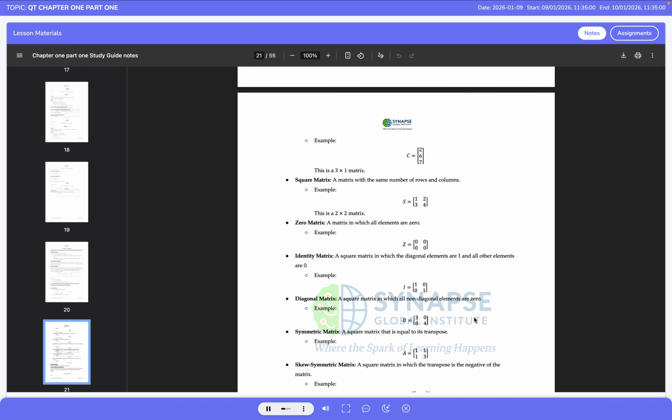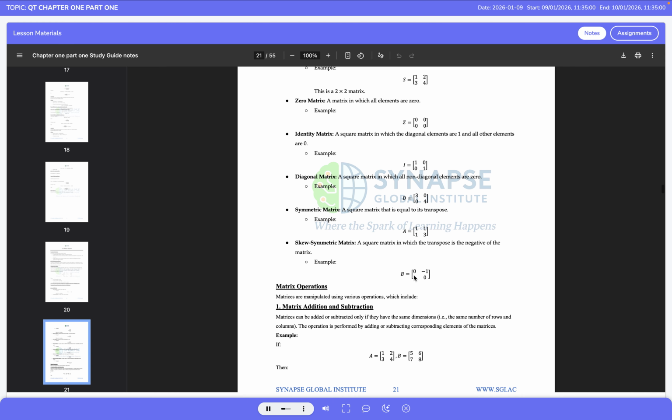A zero matrix is a matrix in which all elements are 0. An identity matrix is a special square matrix in which all diagonal elements are 1 and all other elements are 0, and it plays a role similar to the number 1 in ordinary arithmetic. A diagonal matrix is a square matrix where all non-diagonal elements are 0.